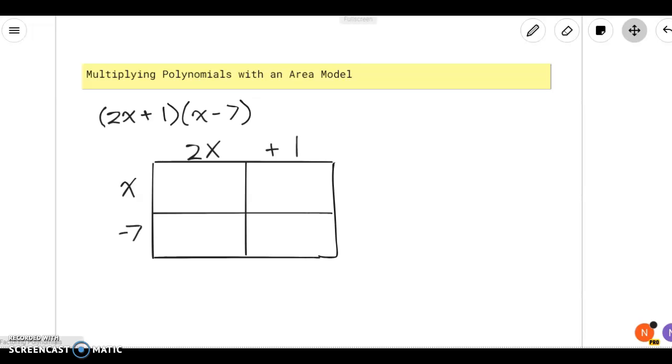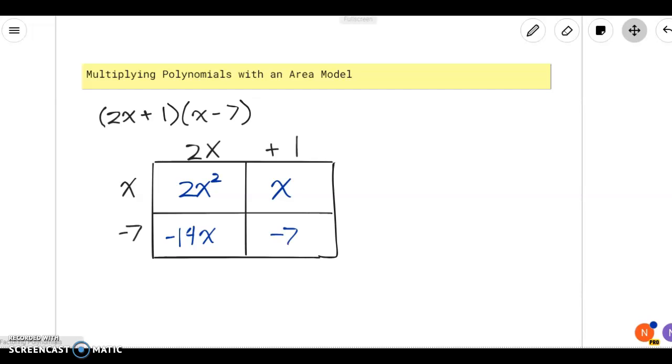Now, normally we just multiply this out by multiplying each term in the first bracket with each term in the second bracket. FOIL for those of you who like to use that. But this kind of just gives us an organizational way of filling it in. So for the first box, we're doing 2x times x, which gives us 2x squared. Going to the right, we're doing x times 1, which is x. For the next row, 2x times negative 7, which is negative 14x. And negative 7 times positive 1, which gives us negative 7.